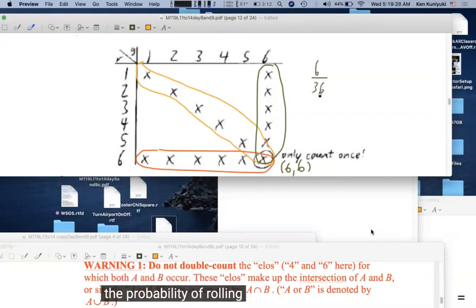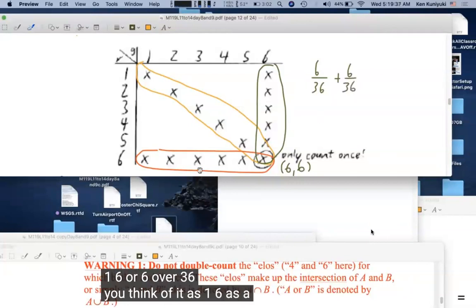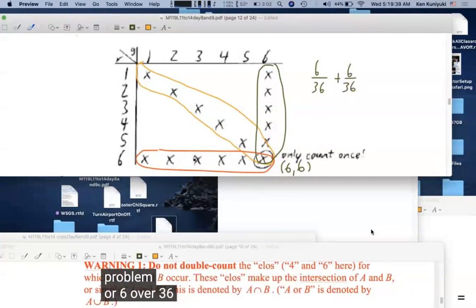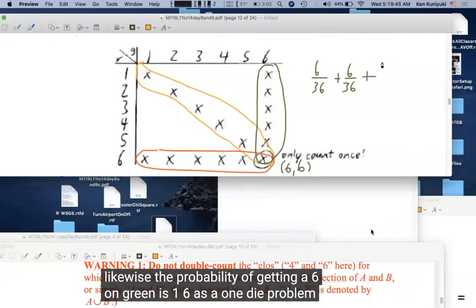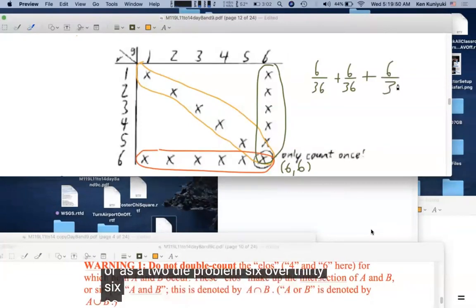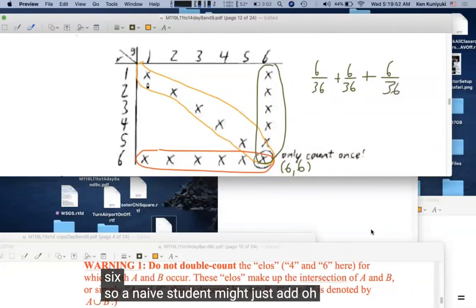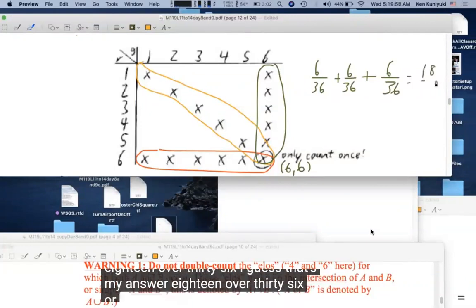The probability of rolling a 6 on red is 1/6, or 6 over 36. You think of it as 1/6 as a 1-die problem, or 6 over 36 as a 2-die problem. Likewise, the probability of getting a 6 on green is 1/6 as a 1-die problem, or 6 over 36 as a 2-die problem. So a naive student might just add, oh, well, 6 plus 6 plus 6, 18 over 36. I guess that's my answer, 18 over 36, or 1/2.